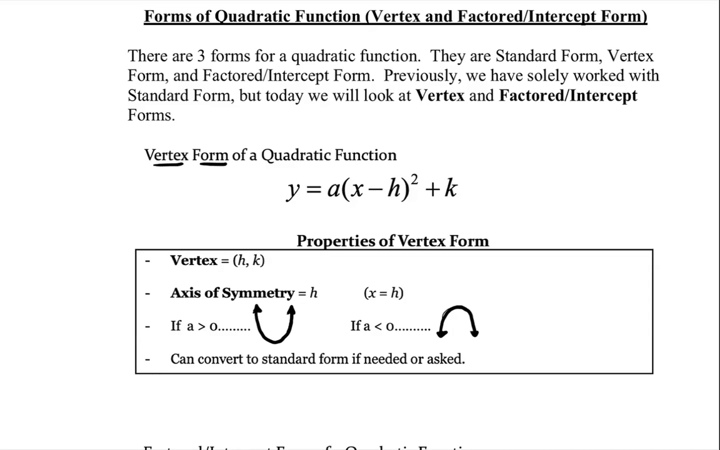Okay. Get your notes. You don't want to miss the new stuff. Okay. A still is A. If A is positive, arrows up. If A is negative, arrows down. That's still the same.